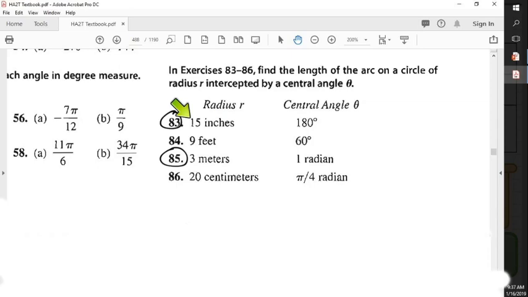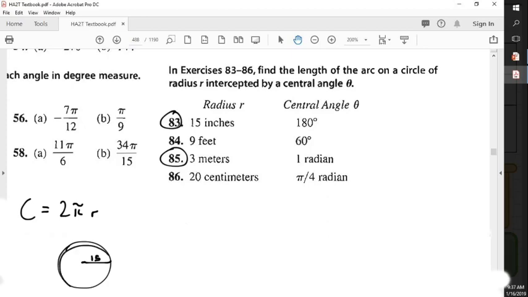All right, so if you had a radius of 15 inches and a central angle of 180 degrees, how would you find the arc length of that? Do you guys know how to find the circumference of a circle? It's 2 pi r, right? That would give you the length all the way around. If this was 15, you would just plug that 15 in and find it. Correct?